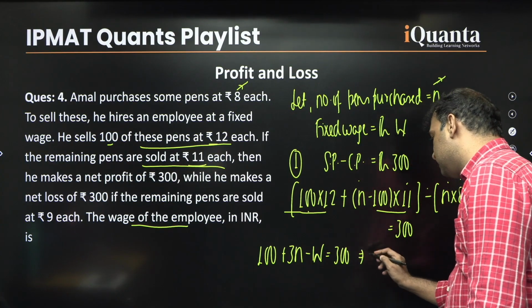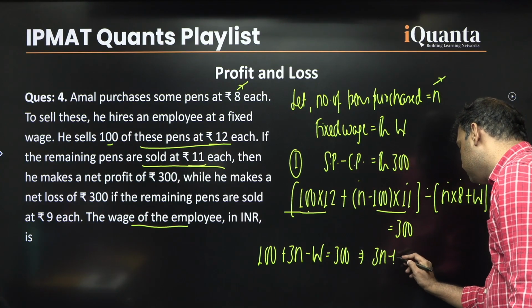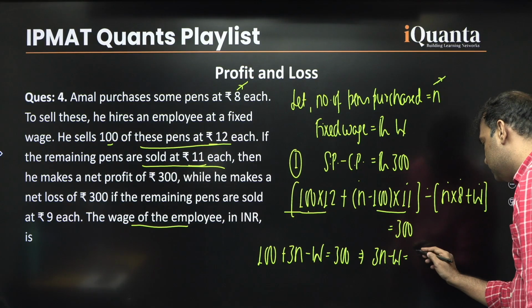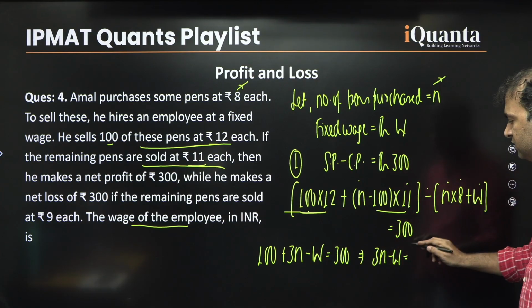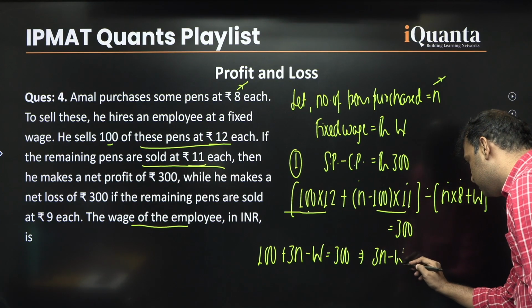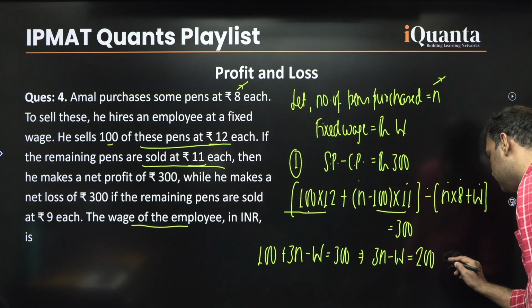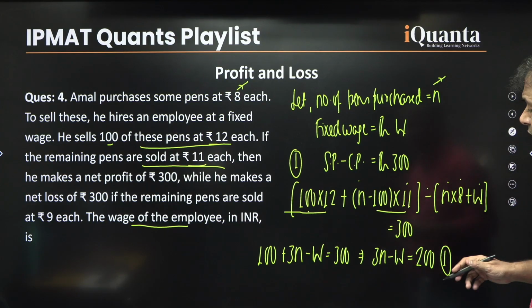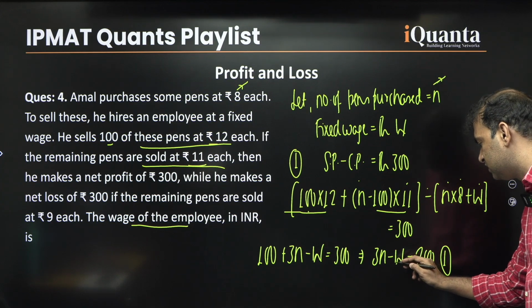Moreover, we can say that 3n minus W equals 300 minus 100, which is 200. So 3n minus W has to be 200 in the beginning, which we can further call equation number 1. Simple, okay? Now let's move to the next scenario.